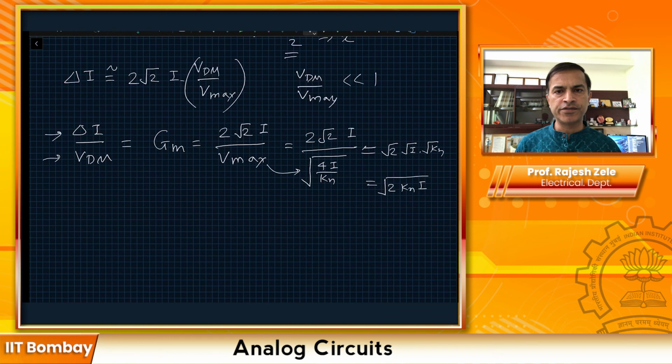What is this value then? The square root of 2 Kn I is equal to the square root of 2 mu n Cox W by L times I. So the GM of the whole differential pair, you can now tell, is equal to the GM of each transistor. That's the key revelation out of these equations: the slope at the origin comes out to be the GM of each transistor. You would use that when you do further analysis using this differential pair.